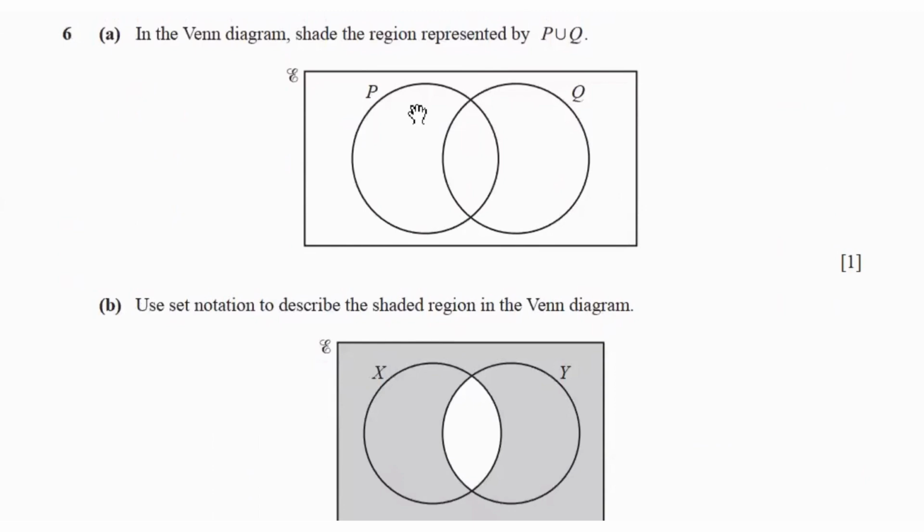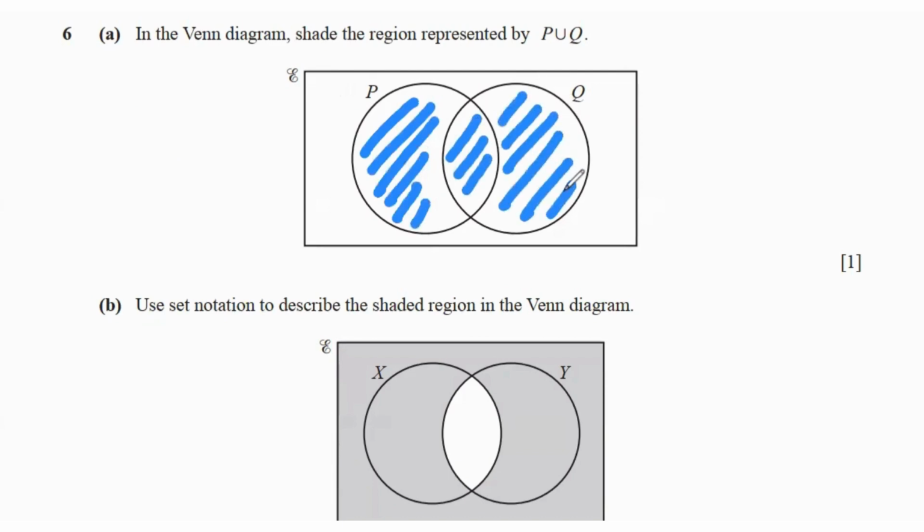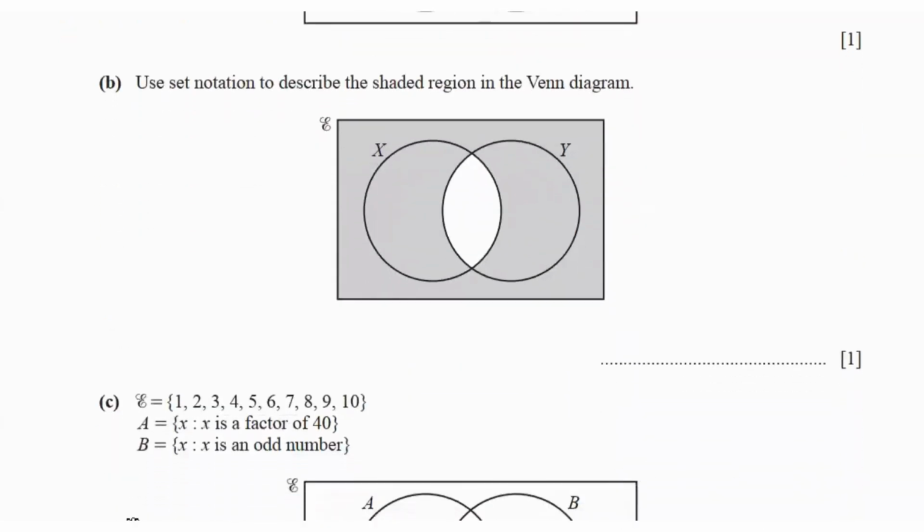Then it says in the Venn diagram, shade the region represented by P union Q. Union means all elements that are in P and Q. So that is this, and this. Then it says use set condition to describe the shaded region in the Venn diagram. As you can see, the only thing that's unshaded is the intersection. So that means it is X intersection Y whole complement. Everything that is not a part of the intersection is in this set.